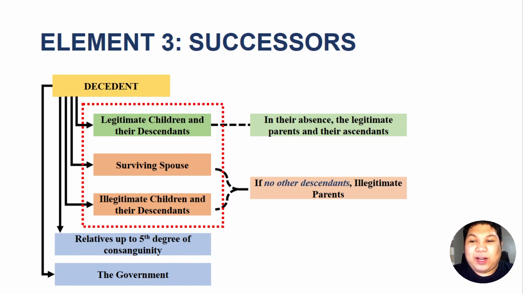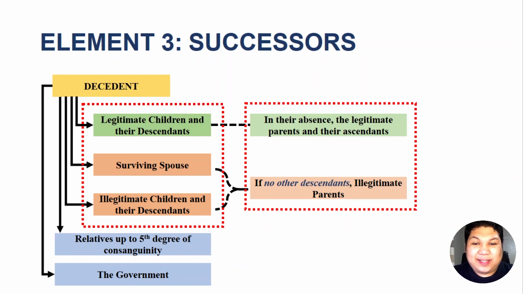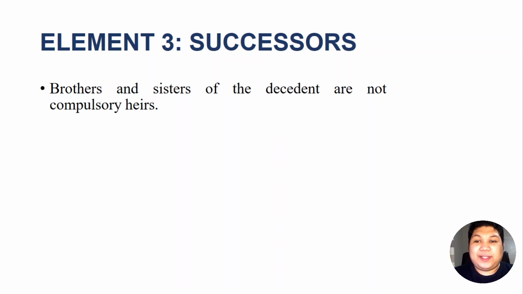Okay? So this box here, they are the primary compulsory heirs, and these are the secondary compulsory heirs. Brothers and sisters of the decedent are not compulsory heirs. So they don't succeed. They are not called on succession. They are not part of the succession process. Brothers and sisters could only succeed if the primary and secondary compulsory heirs are absent.